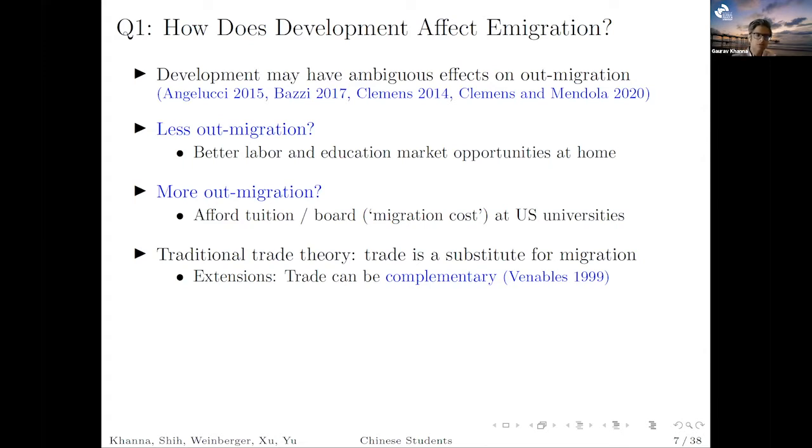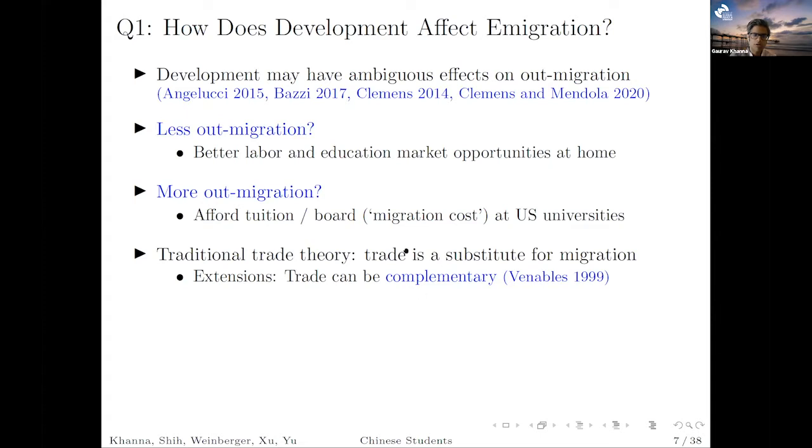Because on the one hand, you could think that if your own local economy starts thriving, then as students, you might think, oh, the local labor market is doing well, the local education market is doing well, I may as well stay at home. But on the other hand, you can now have the income, you can afford to migrate abroad. You can afford to actually pay that tuition and go to US universities. So there might be more out-migration instead, right? So it's hard to really know, there's this kind of theoretical ambiguity.